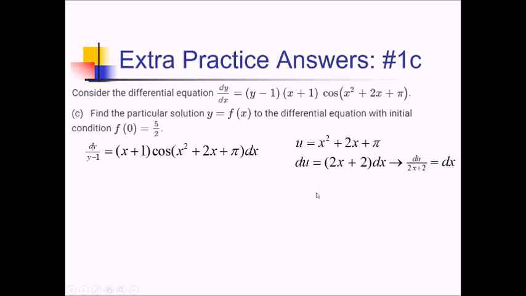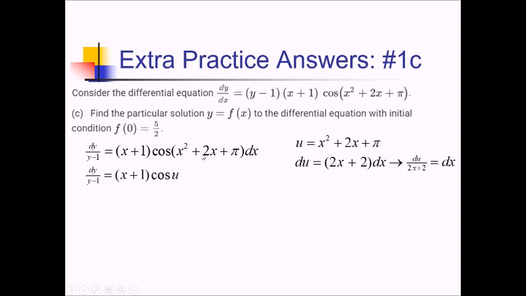Now, at some point, I'm going to have to plug in my initial condition, and I'm just going to have to be careful when I do that, because I'm about to express everything on the right side here in terms of u, not x. But I'll adjust for that later on. For now, let's replace this with x plus 1 cosine of u.